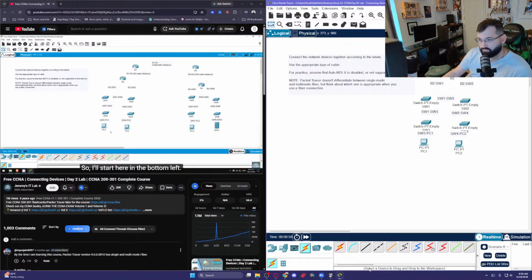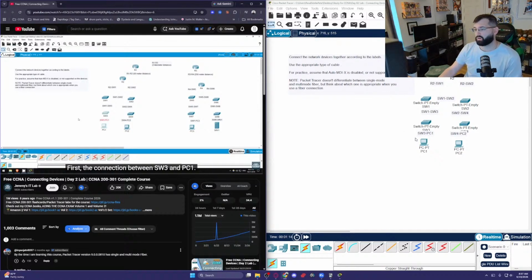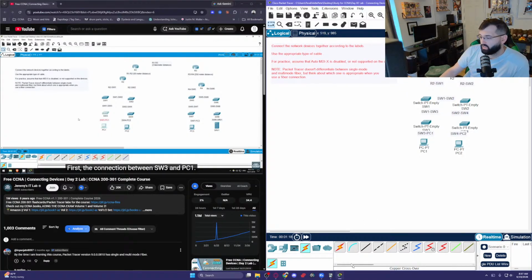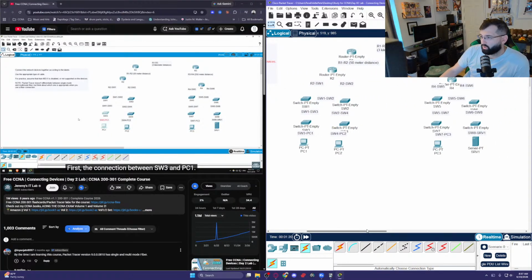So, I'll start here in the bottom left. What we're doing is connecting network devices together according to the labels. Use the appropriate type of cable. For practice, assume that auto MDIX is disabled and not supported on the devices. Note, Packet Tracer does not do these things. So we're going to look at each individual one and see which type of cable we need.